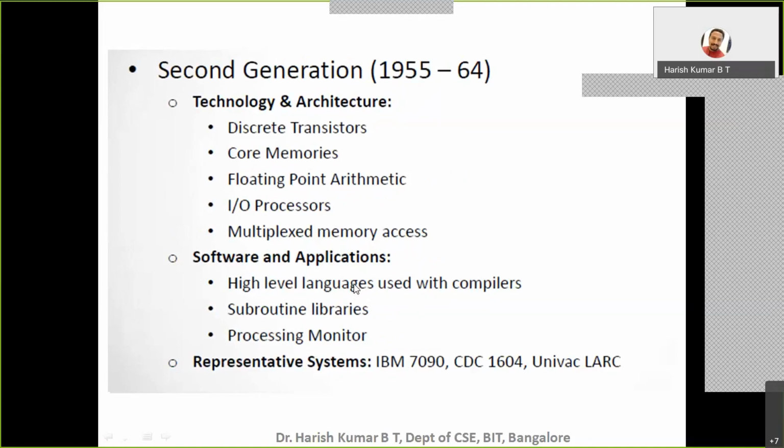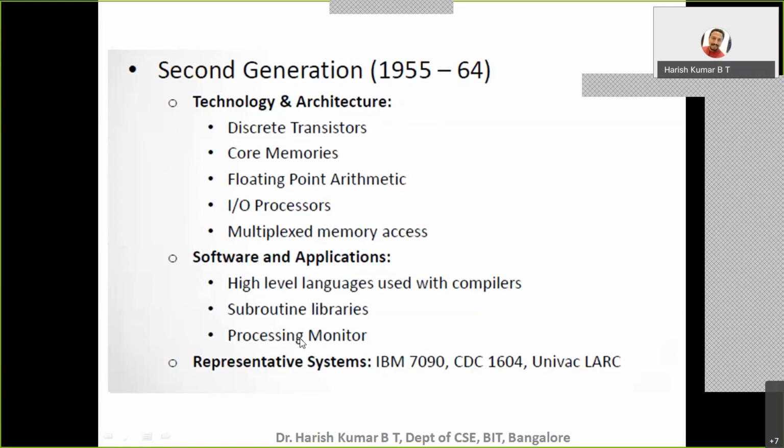Now coming to the hardware and software applications, high-level languages were used. A few high-level languages, not C programming, not Java programming. In the second generation, there were a few high-level programming languages like Algol, COBOL, Pascal. These high-level languages were there with their supporting compilers. And then subroutine libraries were also added, but in the first generation, there were no subroutine libraries.